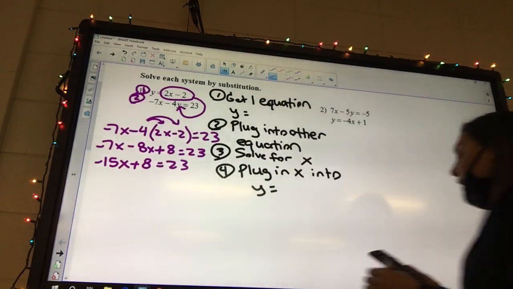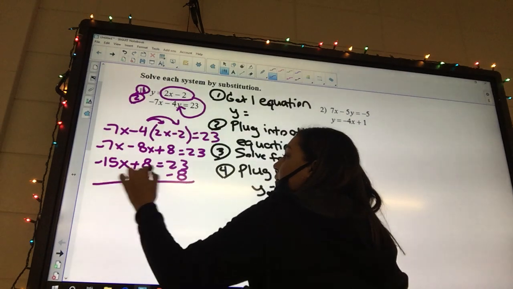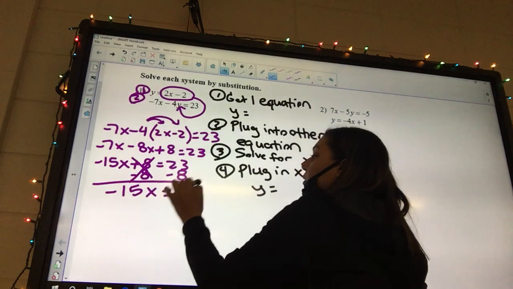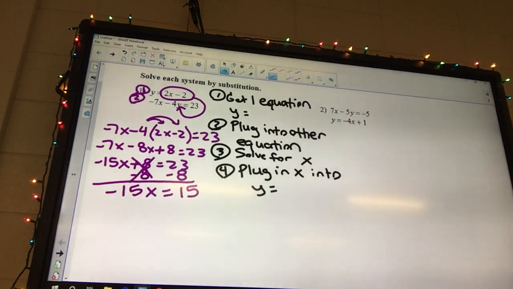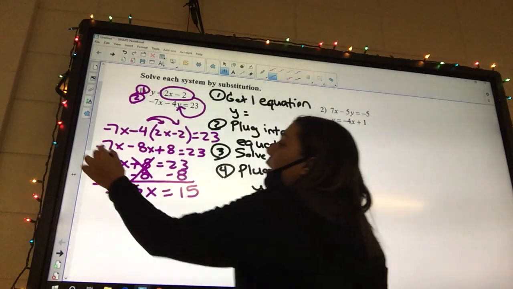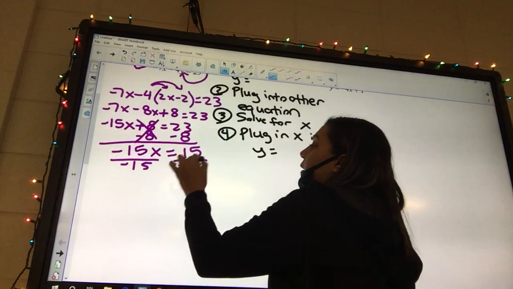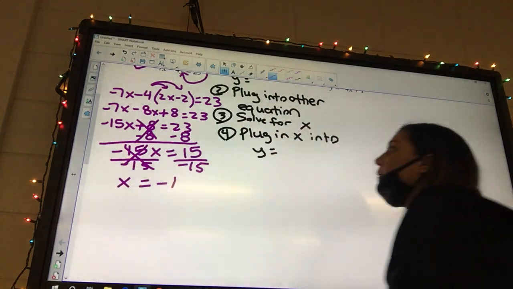Okay, and then we can say minus 8 on both sides. So I'm going to have negative 15x equals 15. And then we got to say divide by negative 15. So I'm going to have x equals negative 1.